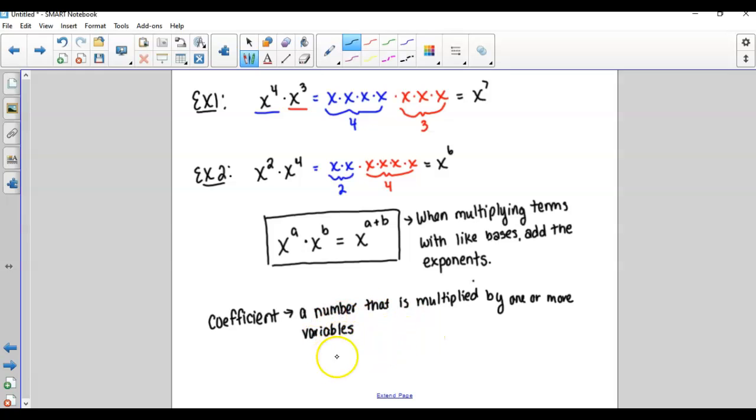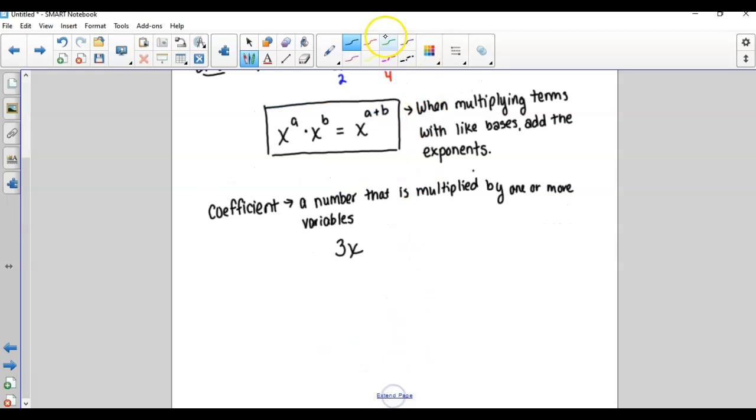So, for example, this means that I'm going to have something like this, 3x. We would call this number right here, the 3, the coefficient. And then, of course, this x right here would be my variable. For another example, maybe I've got negative 5x squared times y. In this case, that negative 5 is my coefficient.